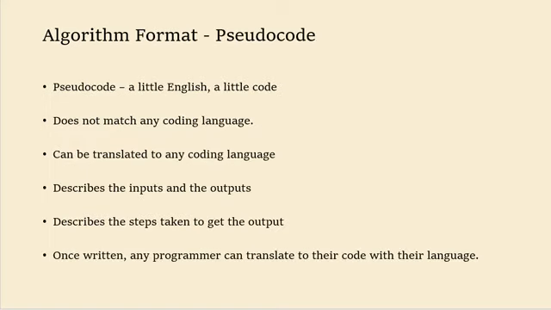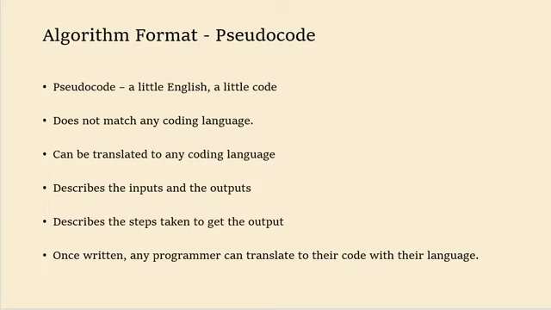We write these things in pseudocode. It's a little bit of English, a little bit of code. It doesn't really match any coding language, but it can be easily translated to any coding language. So the idea is you write these algorithms, you write these problem descriptions in a format that is not tied to any specific coding language, but anybody who wants to do programming can look up these algorithms and then convert them to the coding language that they're using at that point in time. We describe what the inputs and the outputs are, and we describe the steps. Again, those have to be those finite, simple steps taken to get to the output. And once this is written, any programmer can translate that code to their language.